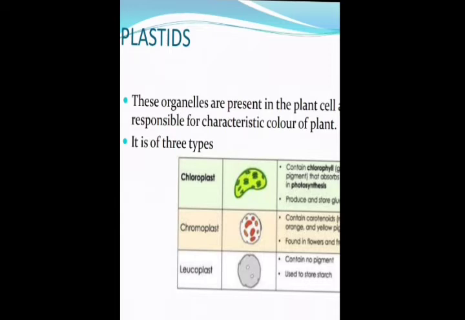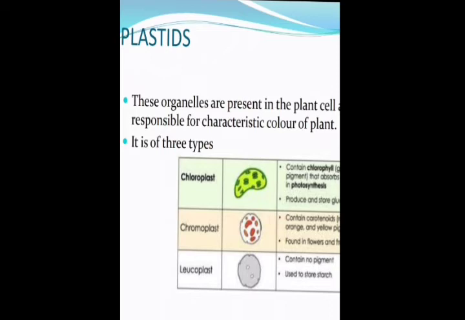The second type of plastid is called chromoplast. Chromo means color. So these plastids generally contain color pigment and are responsible for the color of fruits and flowers. It contains carotenoid pigments, that is red, orange and yellow pigments, and generally we will find them in fruits, different vegetables, flowers, etc.